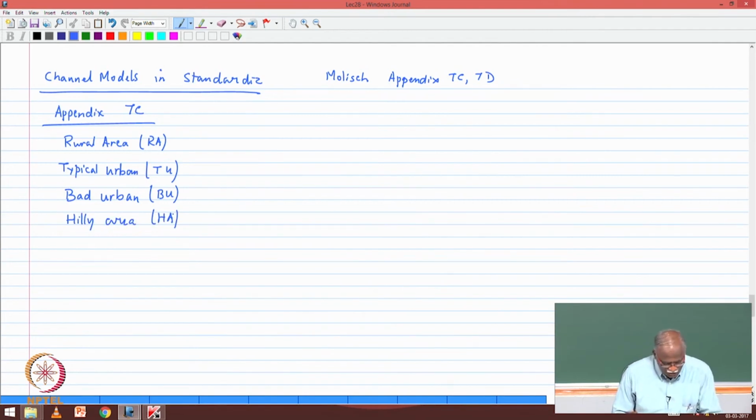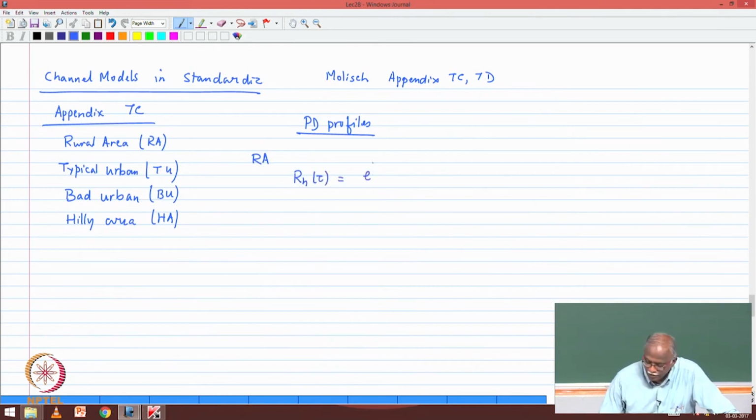Now, I would definitely like for you to go in and see the different channel models and how they are described. These are described by means of the power delay profile. Let me take just two examples. For rural area, the power delay profile is given as P_h(tau) equals e to the power minus 9.2 tau, if tau is greater than 0 and less than 0.7 microseconds, and zero otherwise.